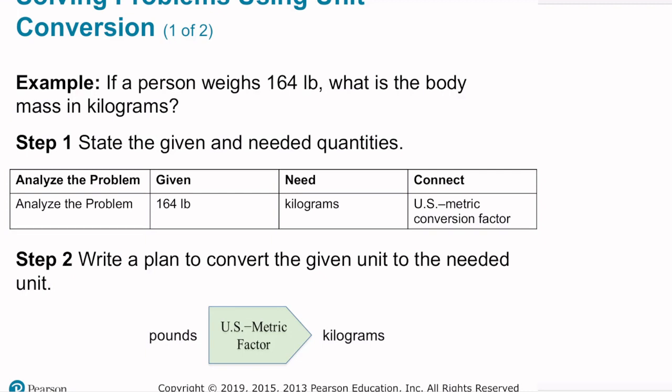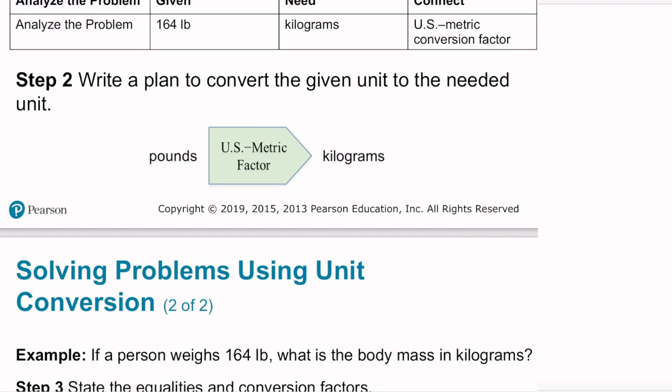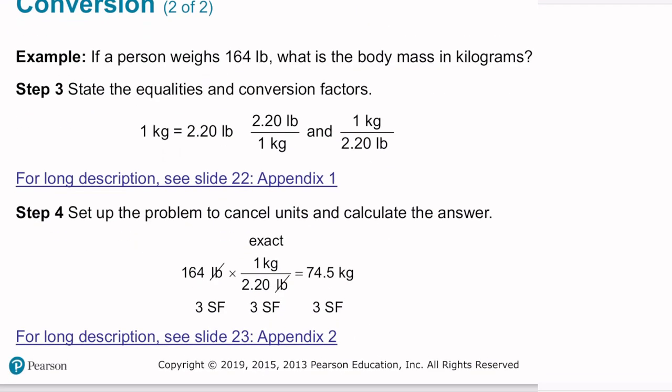An example problem states, if a person weighs 164 pounds, what is their body mass in kilograms? We first need to analyze the problem and find the given units and the needed units. We see that our given units are in pounds and we need to convert to kilograms. Do we have a conversion factor that can allow us to do that? We need a US to metric conversion factor. We do have one. 1 kilogram is 2.20 pounds.